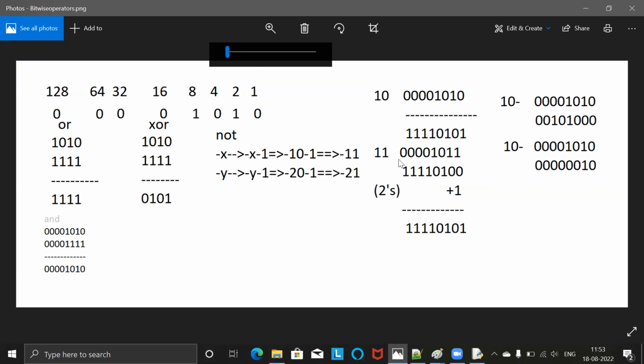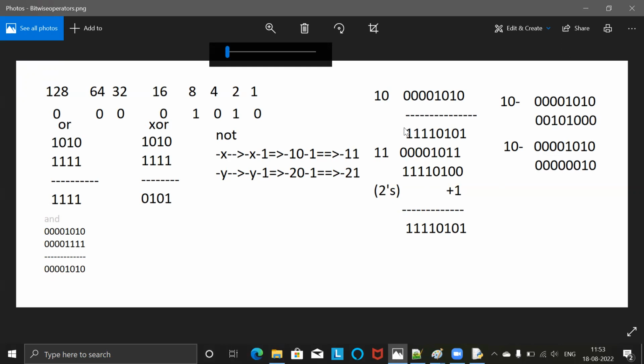And for 11, first do one's complement. One's complement means just flip the bits, and here I did two's complement also. Two's complement is nothing but just adding 1. 0 plus 1 is 1, then 0, 1, 0, 1, 1, 1, 1.